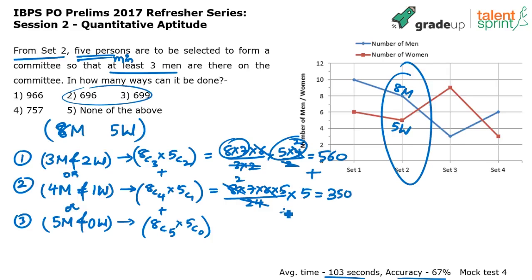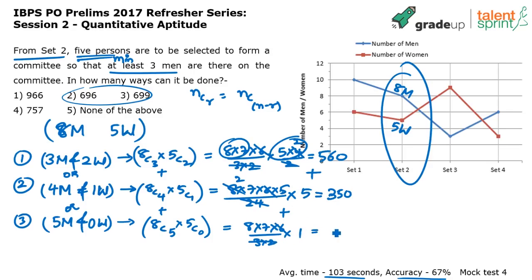Anyway, the last one, 8C5. 8C5 will be equal to 8C3. Remember, right? NCR is equal to NC of N minus R. So 8C5 can be taken as 8C3, which is like 8 into 7 into 6 by 3 into 2. And 5C0 is 1. NC0 is always equal to 1.